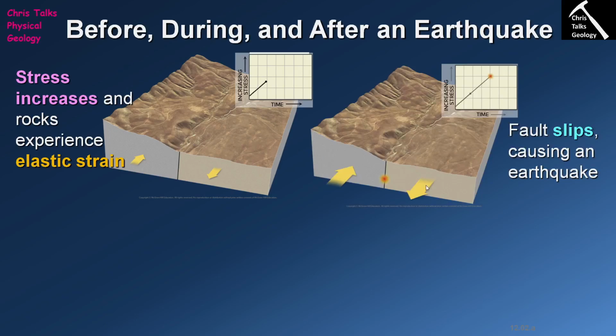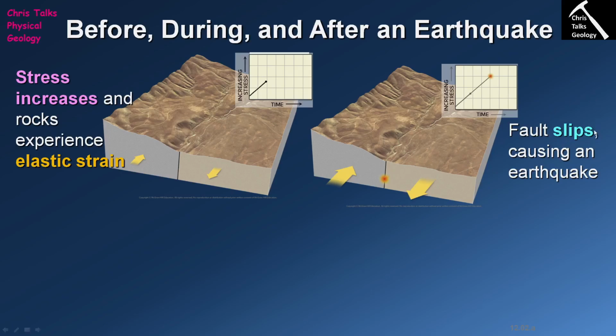So what's happening now? Well, we still have our two blocks of rock. They still want to move past each other, and as we can see from the graph, the amount of stress is steadily increasing. That means we have more and more energy being stored up in these two blocks of rock in the form of elastic strain. Eventually, we're going to reach a point where the amount of stress which is stored is in excess of friction. Once friction is overcome, these two blocks of rock are going to start moving past each other.